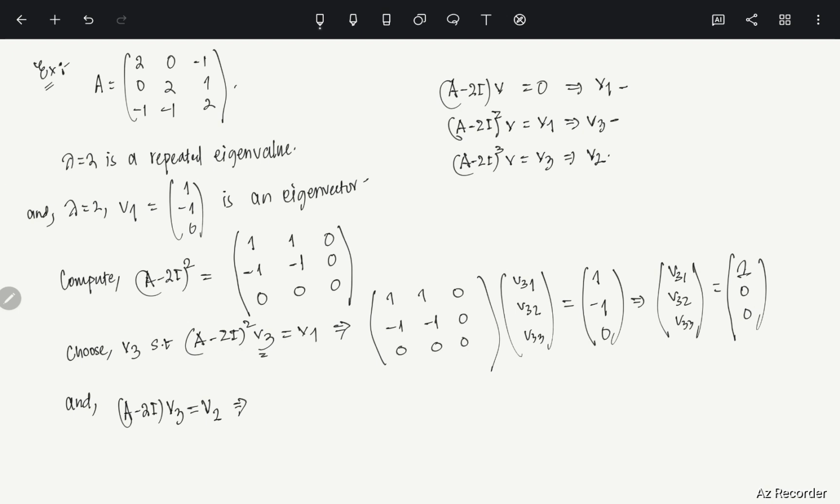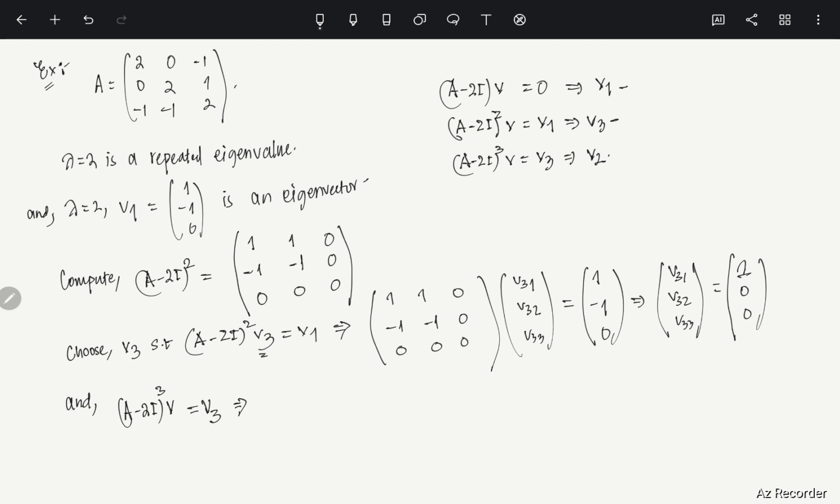It doesn't have to be v1, v2. You can just change the numbers also. It's not a problem, but anyway, we are doing it like this. So A minus 2I times v3 is v2, right? So what does it mean? Sorry, I should write it as A minus lambda I cubed v. So I have to find a v2, right? I have v3, so I will target v3.